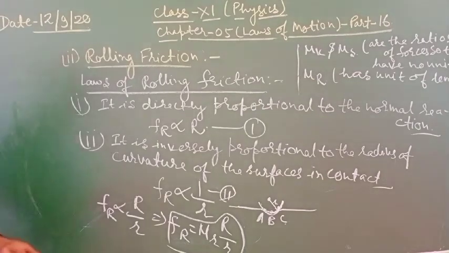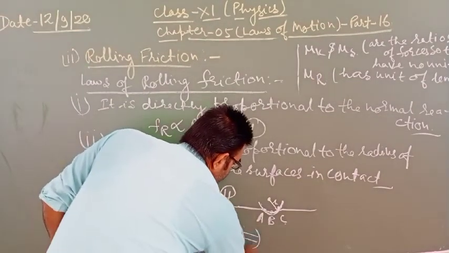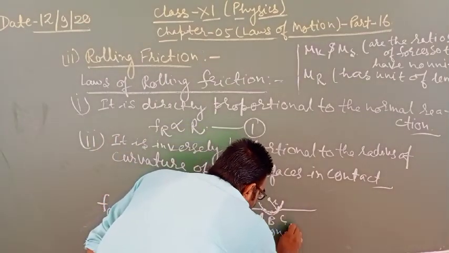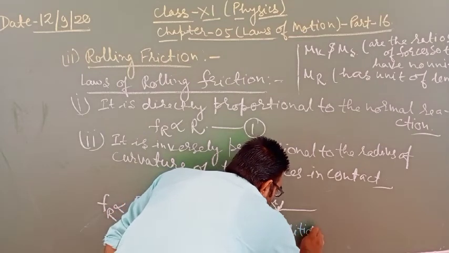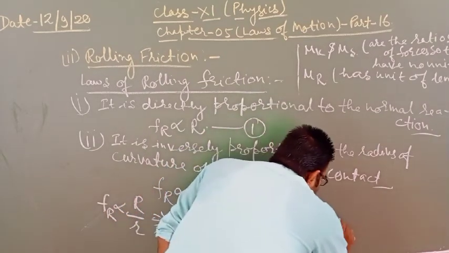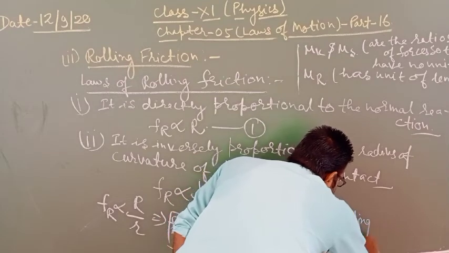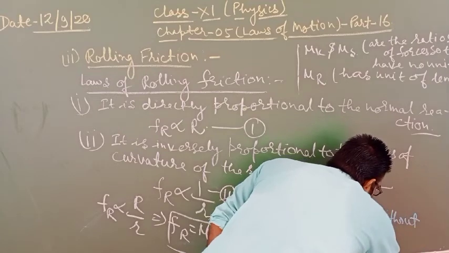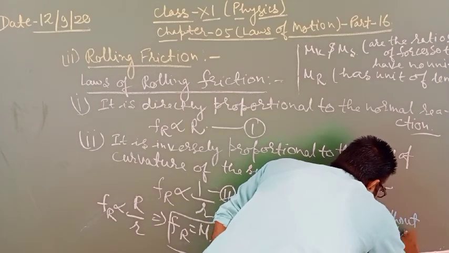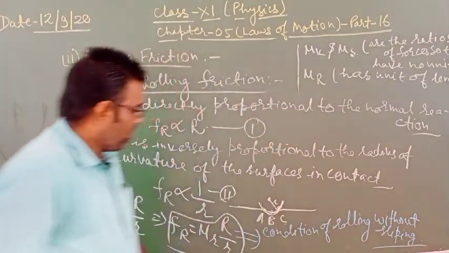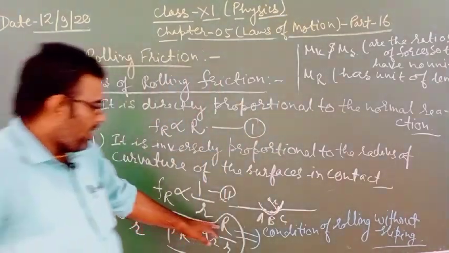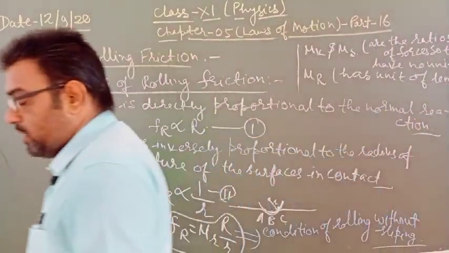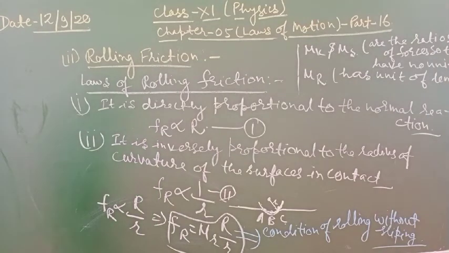This condition is called the condition of rolling without slipping. Fr is equal to mu r, capital R upon small r, is the condition for rolling without slipping. So this is about the laws of rolling friction.